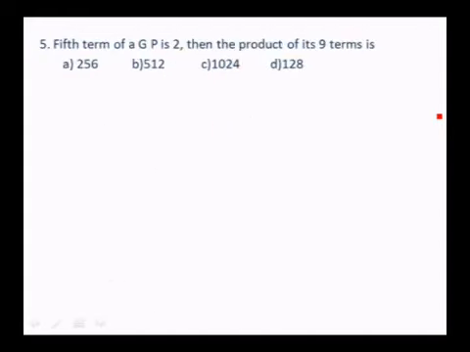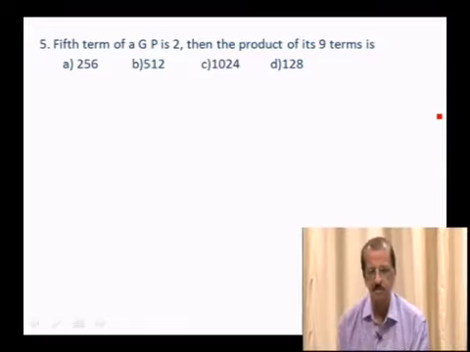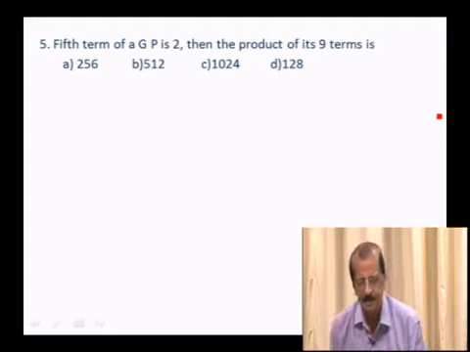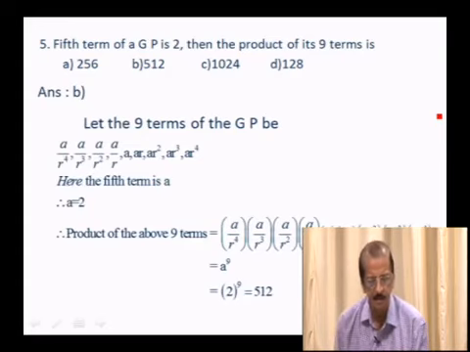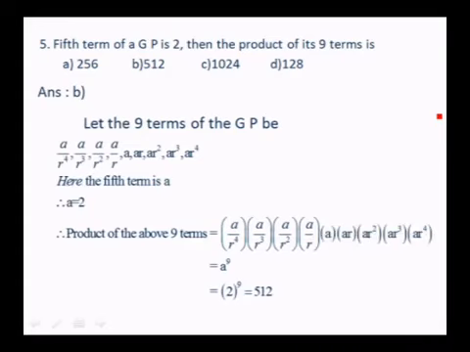Fifth term of a GP is 2, then the product of its 9 terms is. So, here also we take the GP as a by r to the power of 4, a by r cube, a by r square, a by r, a, ar, ar square, ar cube, ar to the power of 4. Because if you multiply all these terms, you get a to the power of 9. So, the product of the above 9 terms is a to the power of 9.